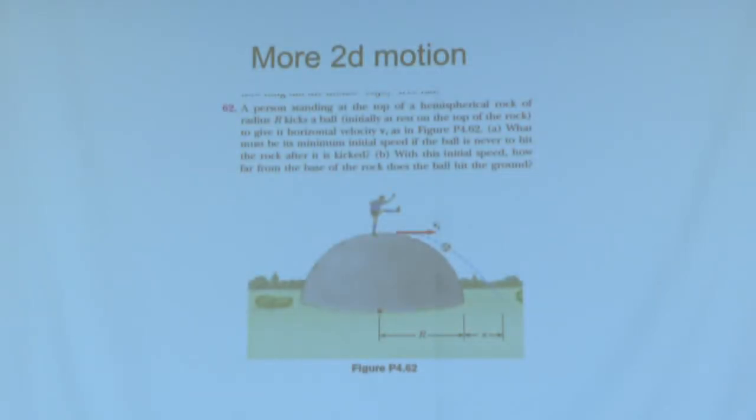Yes? X minus r equals radical 2 minus 1 times r. That's the distance from the rock's base. You need me to show it again? Sorry about this. It's that.